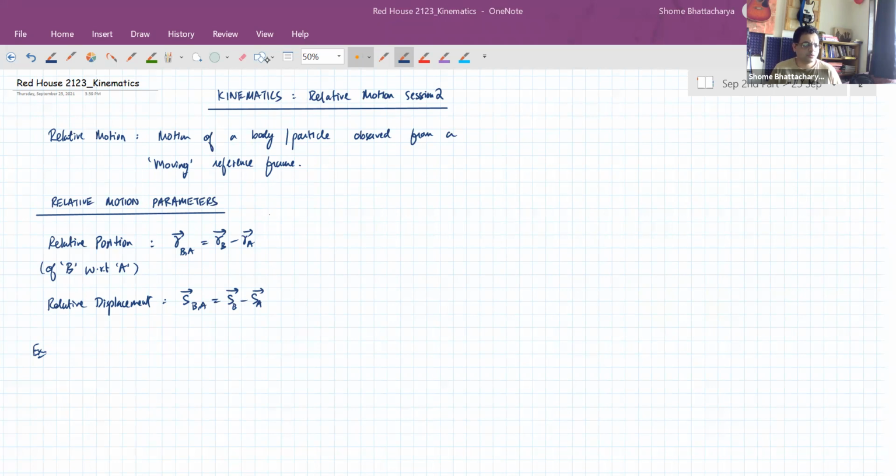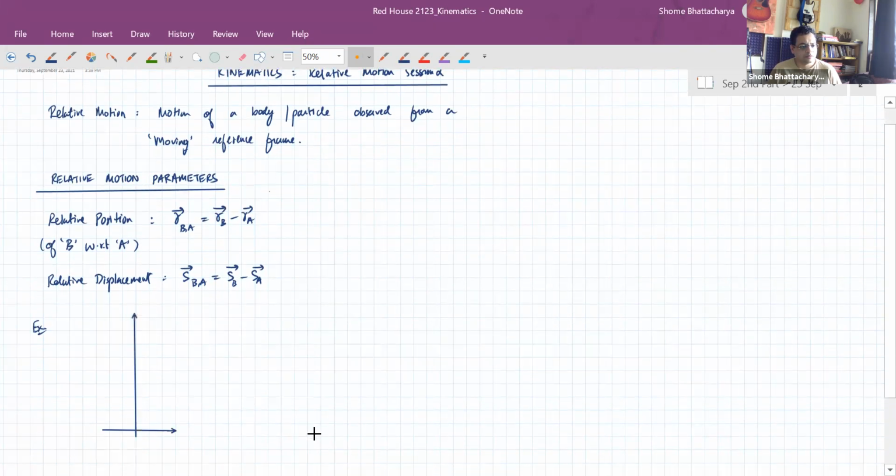So in our particular example here, let's say in a given two-dimensional ground frame, with respect to the fixed ground frame, I have one particle B that is present over here at (0, 4) and one particle A which is present over here at (3, 0). This is the situation at t equal to 0.